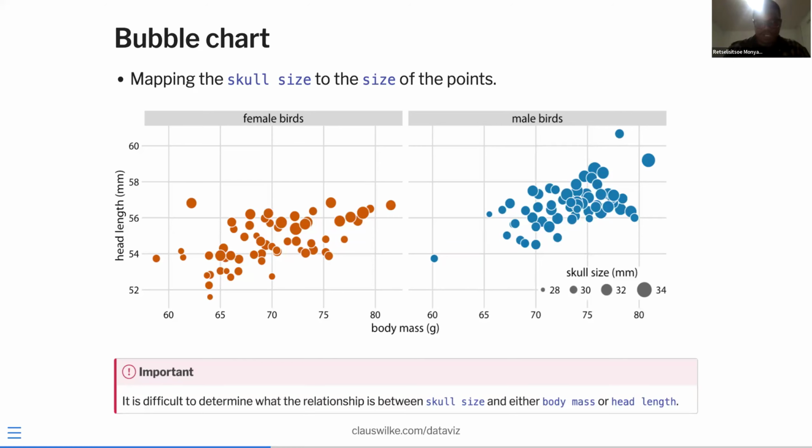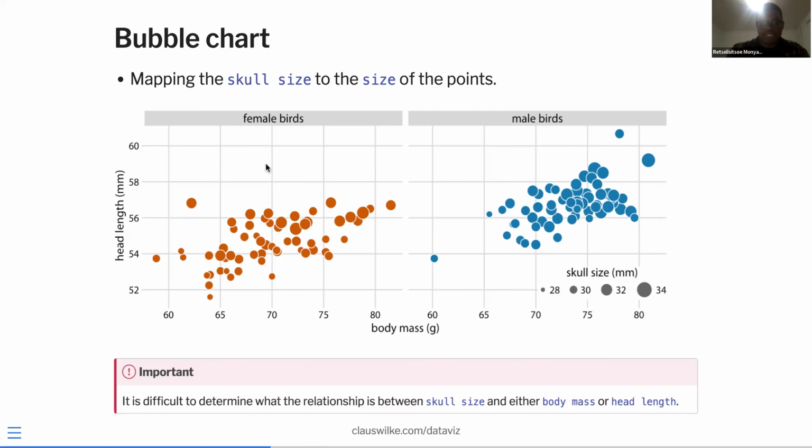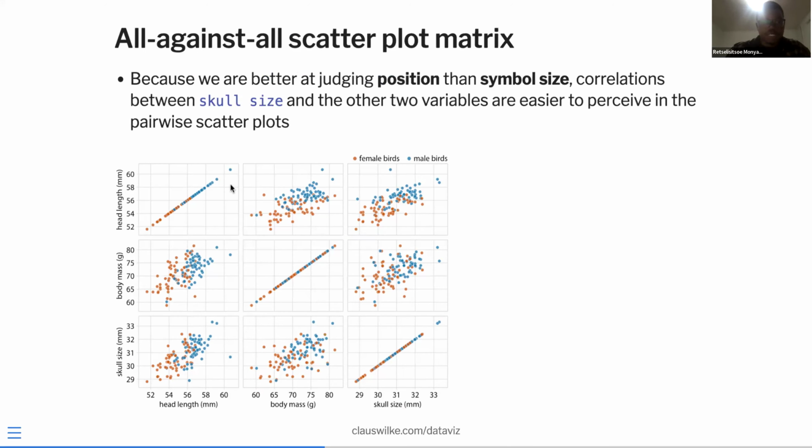To address that, he says you'd rather plot an all-against-all scatter plot matrix. I'm generally used to this being called pairwise scatter plots, which he did eventually write as well. So here, we've got head length, body mass, and skull size, and then the same variables on the x-axis, and that's how we get the matrix. And of course, the diagonals are just the same variable against itself.